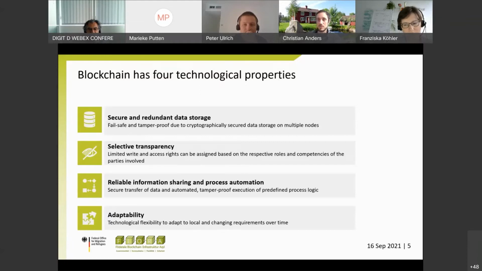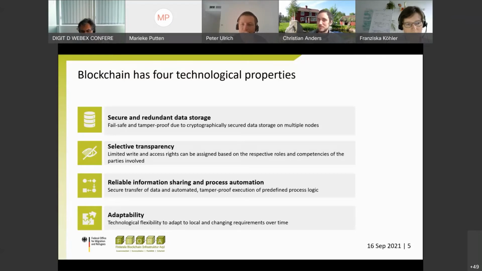We have a selective transparency. You can use limited access rights, which can be assigned based on certain roles and competencies of the parties involved. So you can have different competencies and rights for certain things. You can have certain permissions and make it according to the business rules.